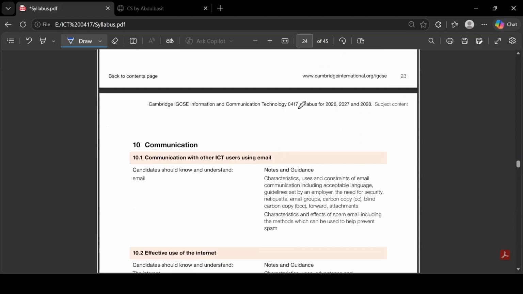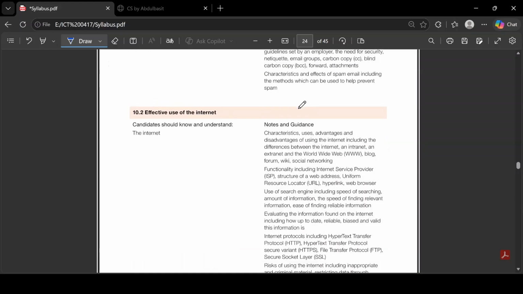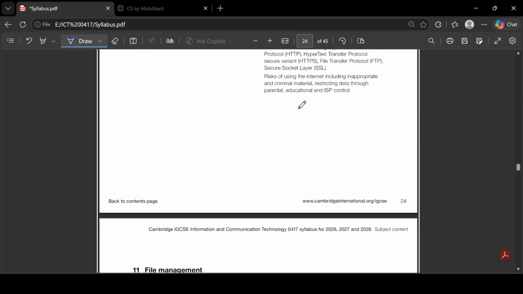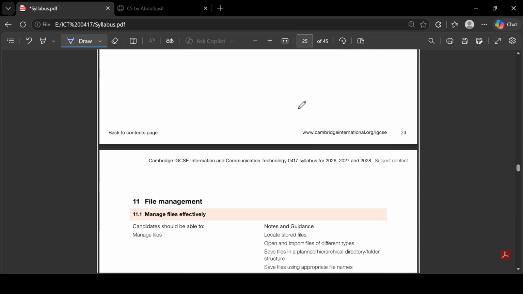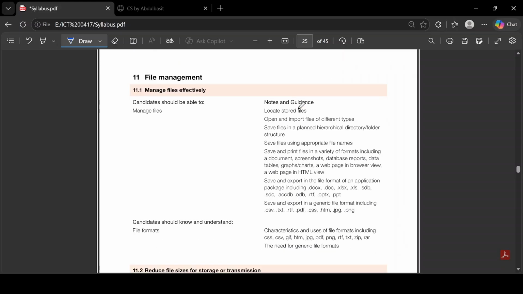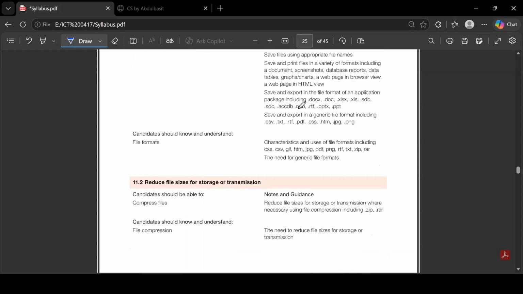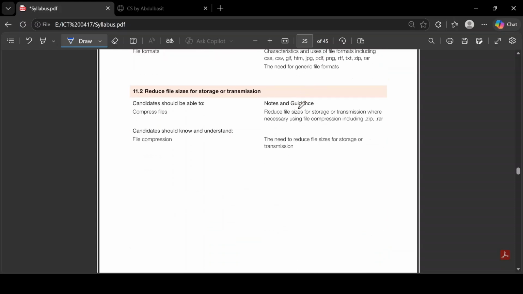Then for chapter 10, we have communication with other ICT using email, effective use of internet. Afterwards, after chapter 10, from here, the things change a little bit. The above one was only limited to theory, but after chapter number 11, it is theory plus practical. So for chapter 11, we have to understand in both ways, following the practicals also, and by memorizing the theory stuff. We have file management, in which we understand how to manage the file, reduce the file size for the storage or transmission.